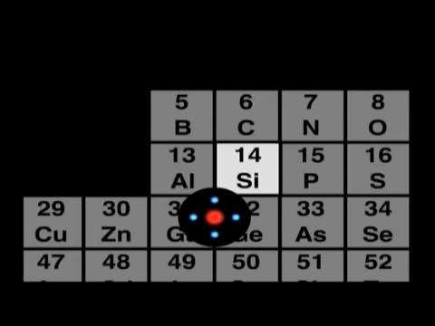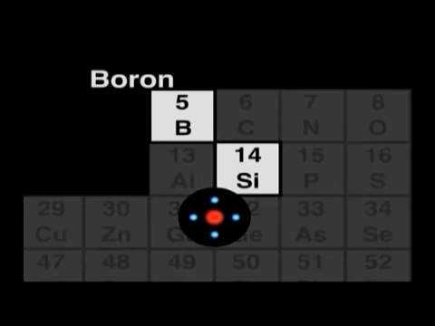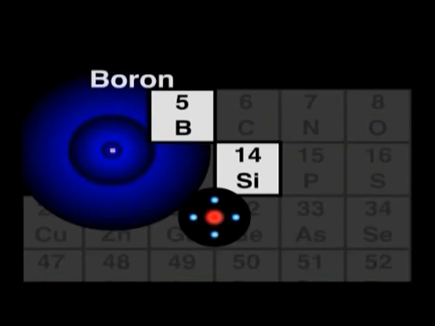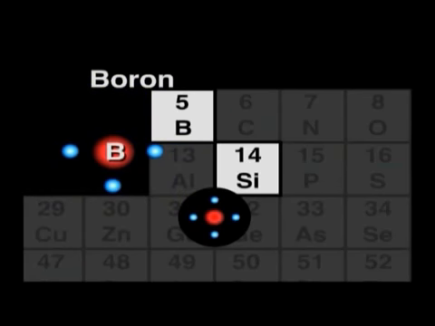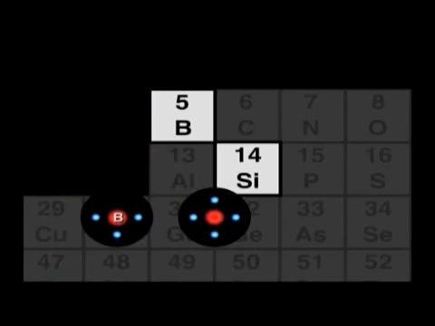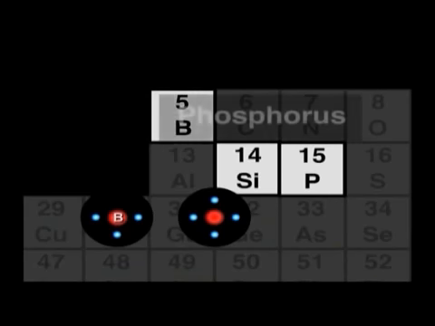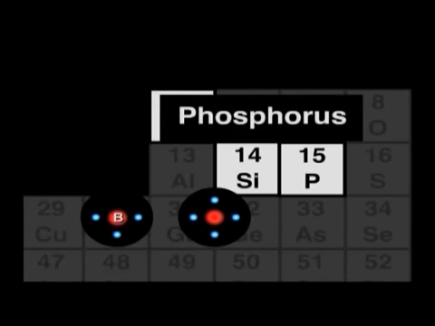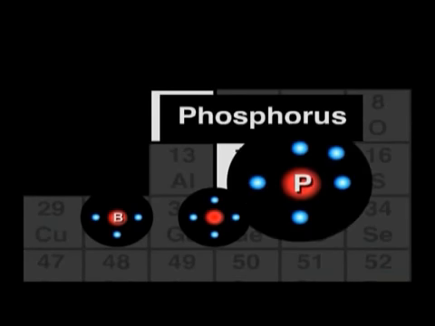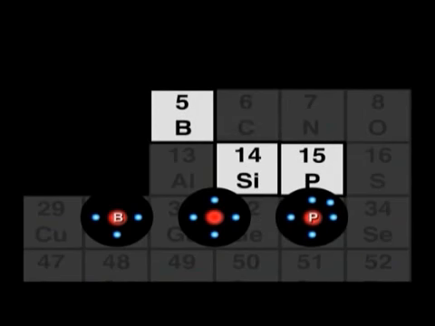We will need 2 other elements that are close in their electronic structure to silicon. The first is boron. An atom of boron has 5 protons and 5 electrons, 2 filling the first shell, leaving 3 valence electrons in the outer second shell, 1 less than silicon. The second is phosphorus. An atom of phosphorus has 15 protons and 15 electrons, with 5 of these valence electrons, 1 more than silicon.